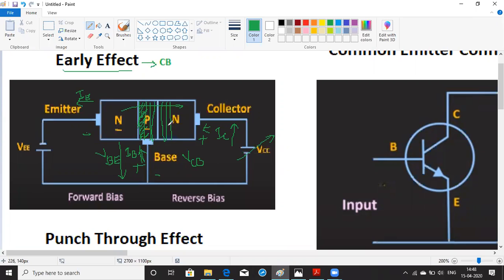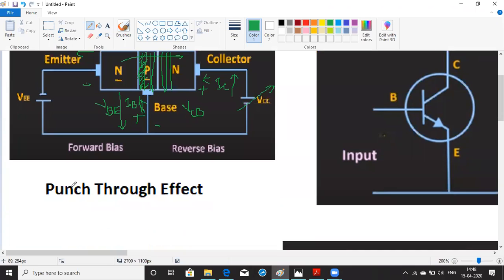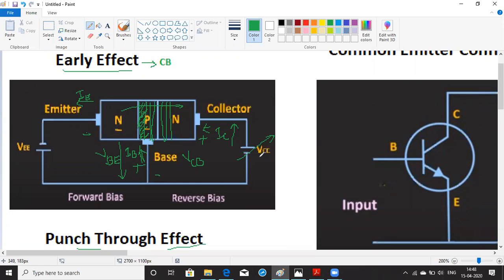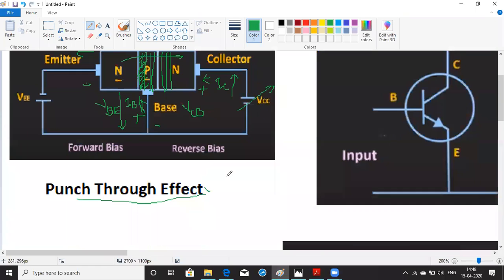The depletion layer of the collector base junction will become so large that a breakdown is going to take place. That breakdown we are going to name the punch through effect. So whenever the collector voltage is increased beyond the range, the base width will vanish at one value of voltage, and the transistor will face breakdown. That breakdown we call the punch through effect. It is just like a pin punch.